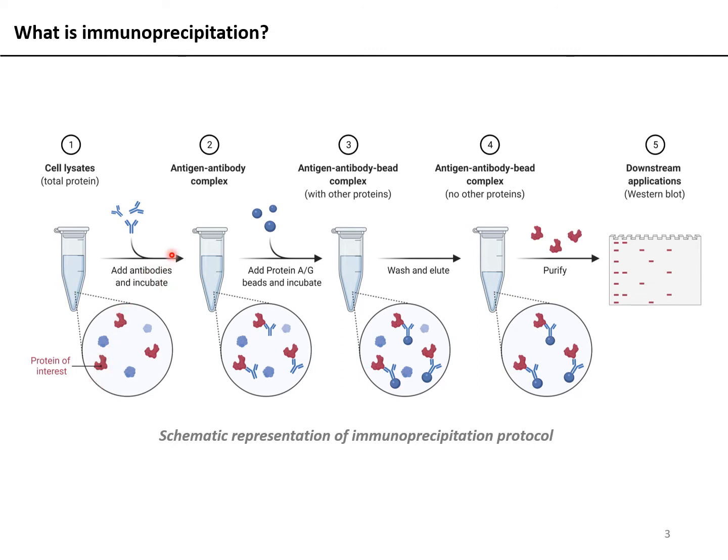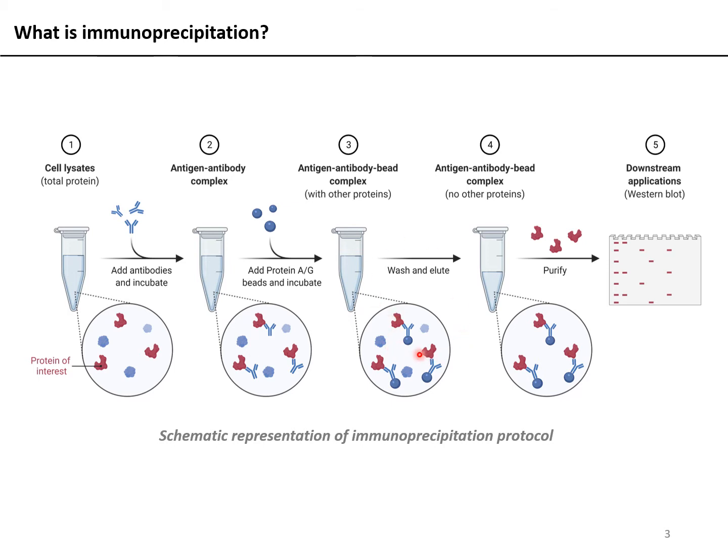So you add antibodies and you incubate along with the antibodies. This incubation will allow an antigen-antibody complex to form, wherein the antibody will go and specifically bind to your protein of interest. In the next step, you add protein A or protein G beads and you incubate again. Now what will happen? These protein A or protein G beads have a characteristic feature of binding to the Fc portion of antibodies. So they will bind to the Fc portion of any antibody. So it is bound now.